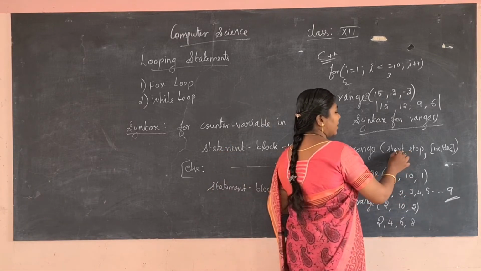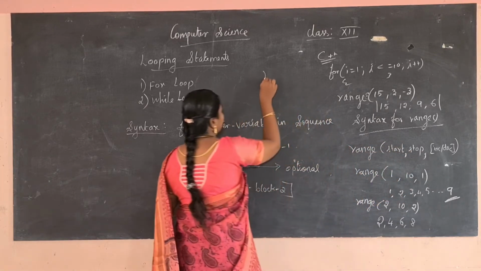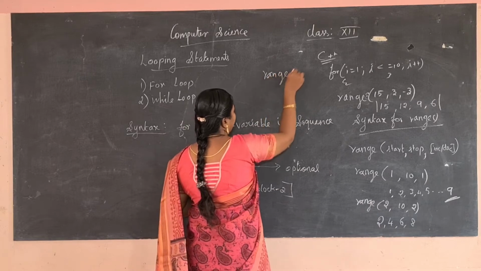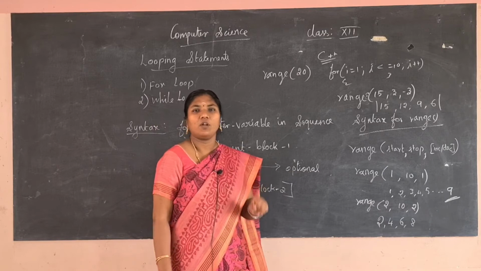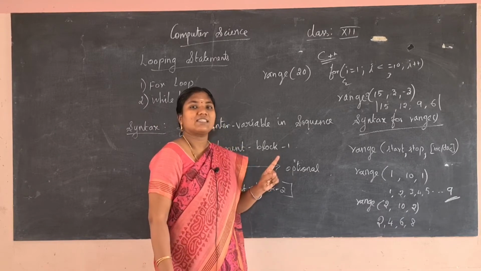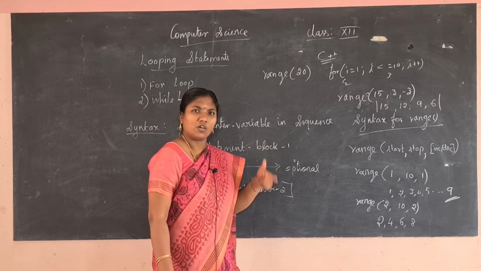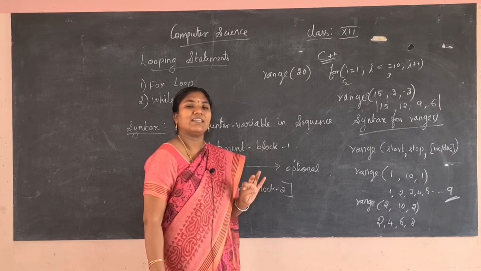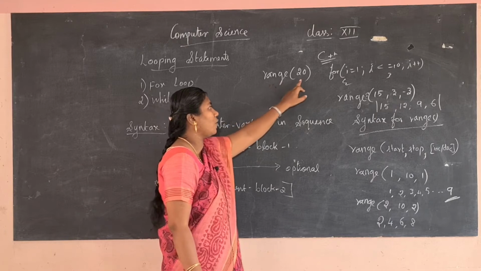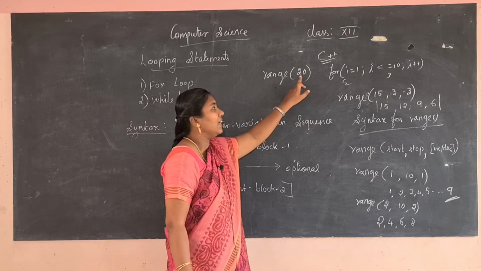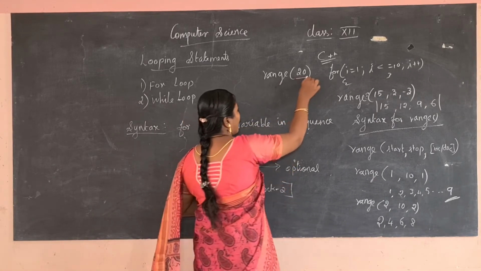In the same way, if I am specifying only 20 in the range function, so I have given only one value, then will it consider it as a start value or a stop value? It will consider it as a stop value. In the range function, if I give only one value in the bracket, it is considered as the stop value.